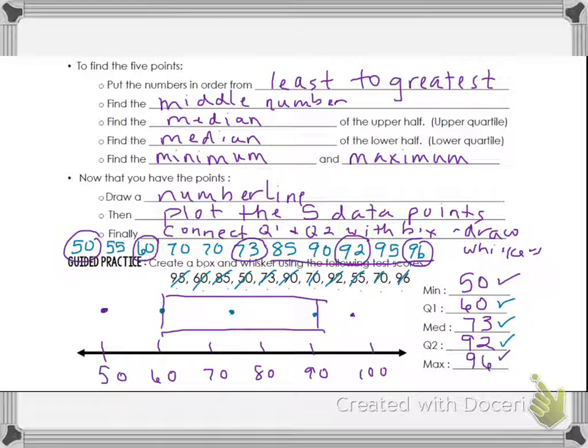Let me try that again. And then I'm going to draw my whiskers. I'm just going to connect my quartile 1 and my quartile 2 to my minimum and my maximum. And that way I have all of it put together as a box and whisker.